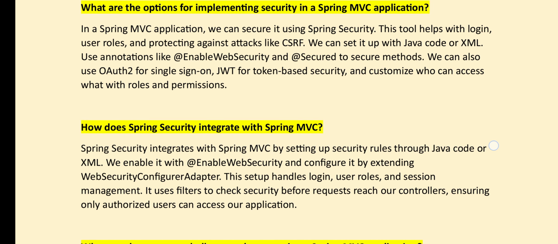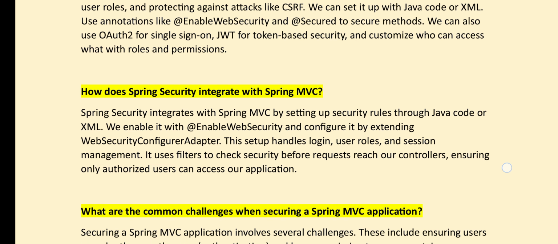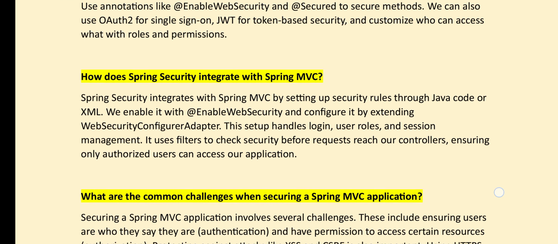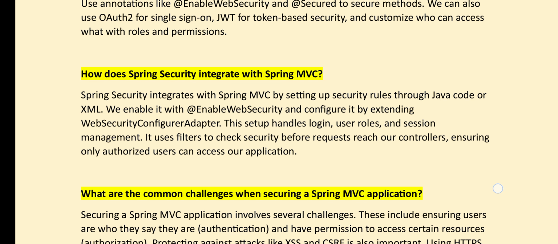How does Spring Security integrate with Spring MVC? Spring Security integrates with Spring MVC by setting up security rules through Java code or XML. We enable it with @EnableWebSecurity and configure it by extending WebSecurityConfigurerAdapter. This setup handles login, user roles, and session management. It uses filters to check security before requests reach our controllers, ensuring only authorized users can access our application.